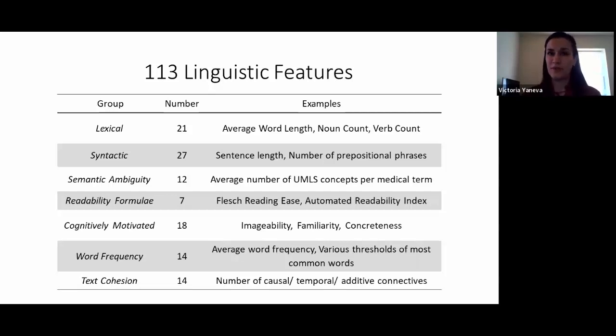This was more so to exclude the possibility that a readability formula that takes into account simple measures such as word length and sentence length could predict the difficulty of our items very well. We have cognitively motivated features relating to imageability, familiarity, concreteness. These are all based on measures from psycholinguistics. Word frequency features and also text cohesion features such as the number of causal, temporal, or additive connectives. So this is the first group of linguistic features, which, as you can see, has distinctive subgroups.